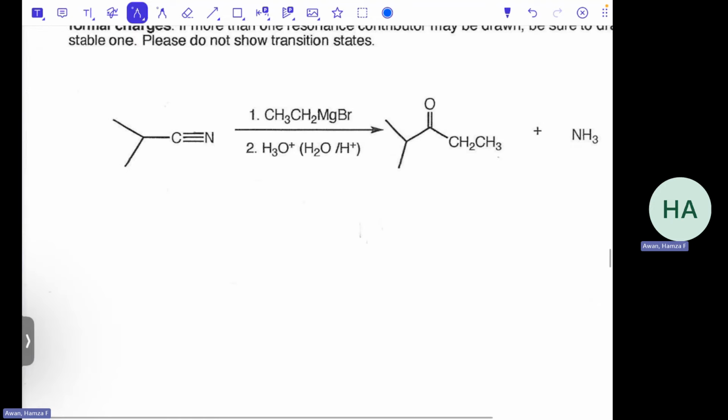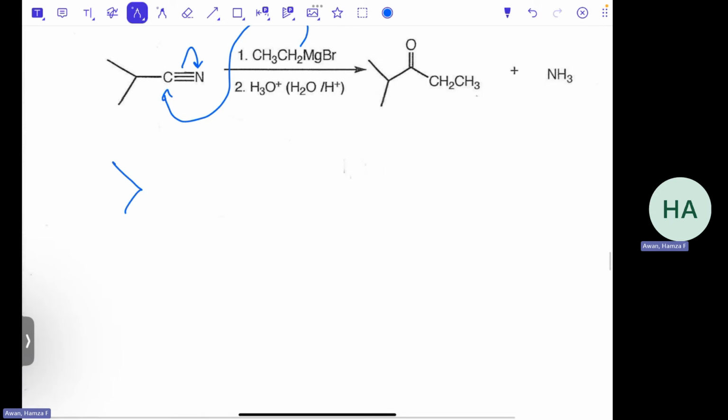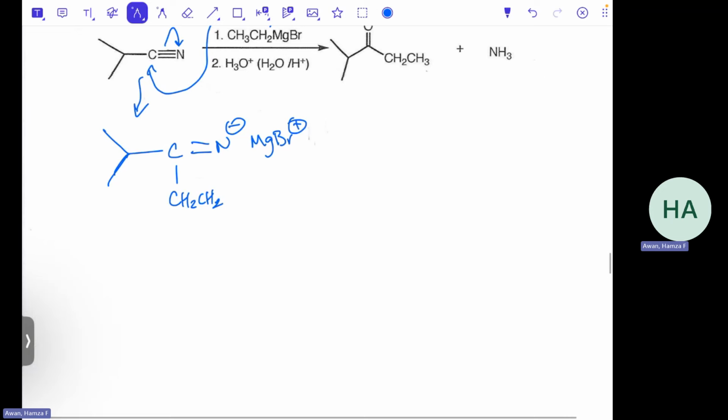We know that Grignard reagents are going to attack the partially positive carbon. So this carbon is going to be attacked. That's going to cause this bond to go back to the nitrogen. So for our first step, we're going to have the C double bond N, and that's going to be bonded to CH2CH3. And this N is going to have a minus charge. I guess it can be stabilized with MgBr. So it's stabilized with MgBr.